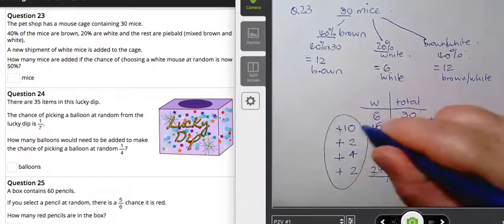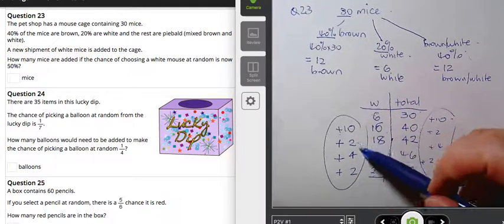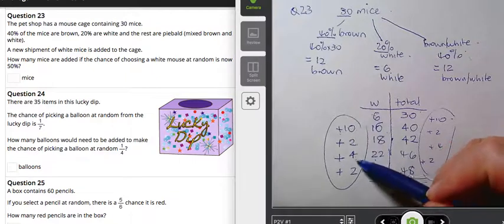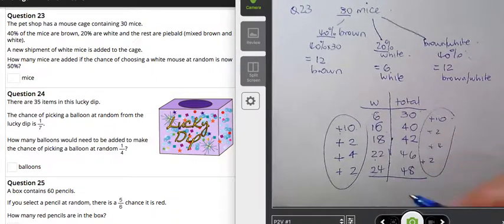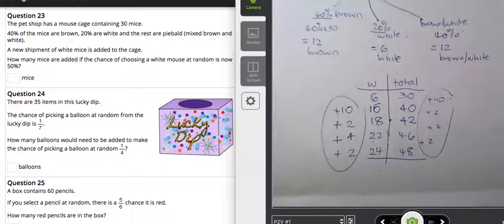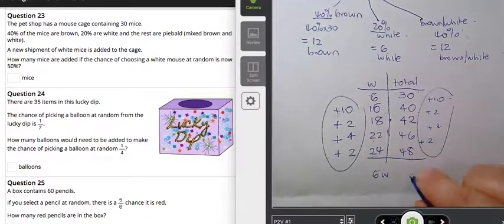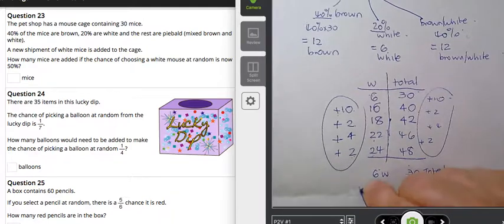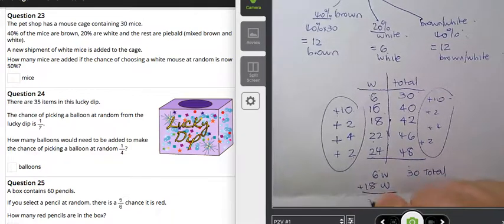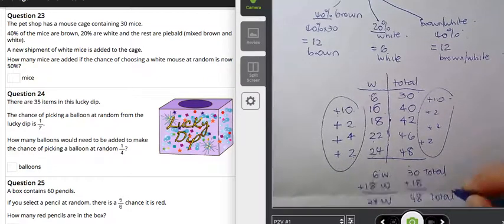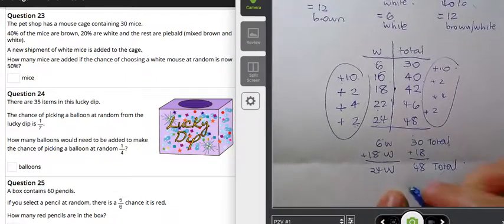So let's just check what I seem to have added. I seem to have added 10 and 2 and 4 and 2. So I seem to have added 18. Let's just check again if that works. So I had 6 white and a total of 30. So if I add 18 white, I've now got 24 white. And if I add 18 to the total, I've now got 48 in total. Yes, that is correct. 24 out of 48 is a half, which is 50%.